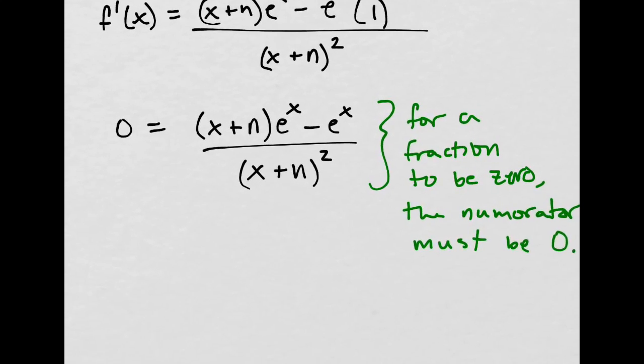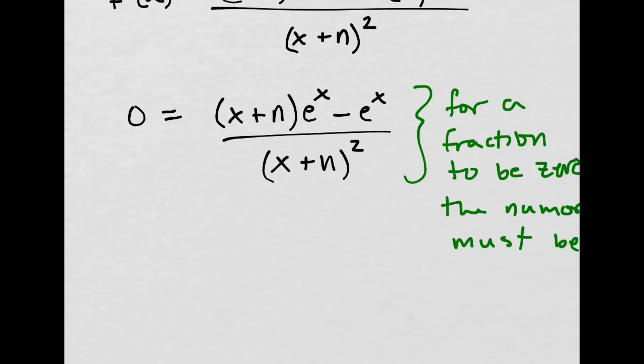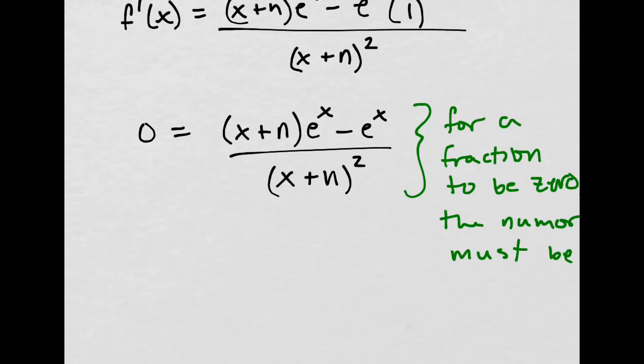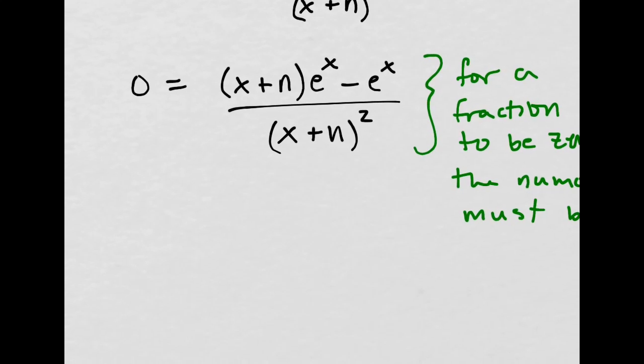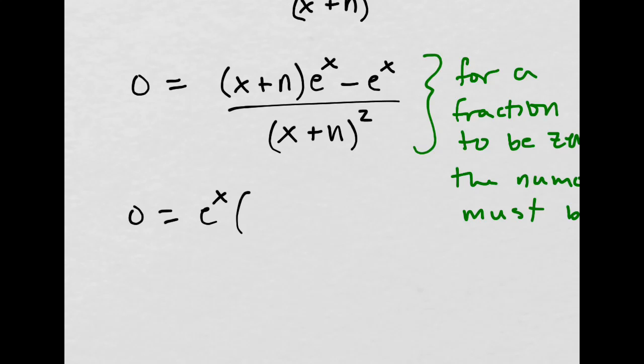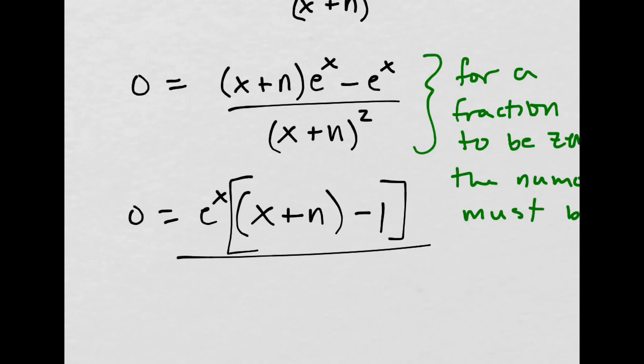So maybe if I'm solving this, I'm still solving for x. However, I guess I could factor stuff. I'm going to factor out an e to the x. So I still have 0 equals e to the x, times x plus n minus 1, divided by x plus n quantity squared. Okay, actually that doesn't help.